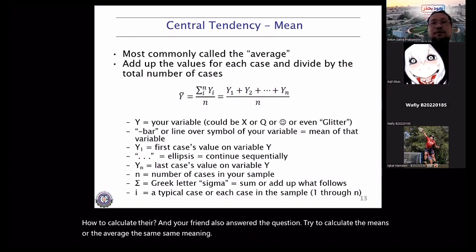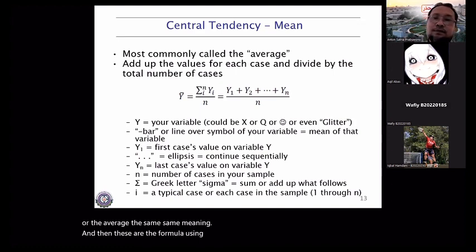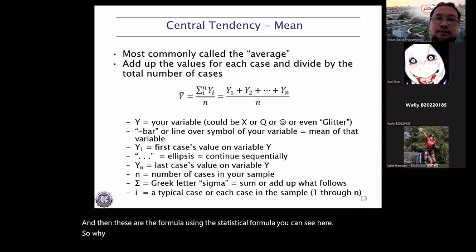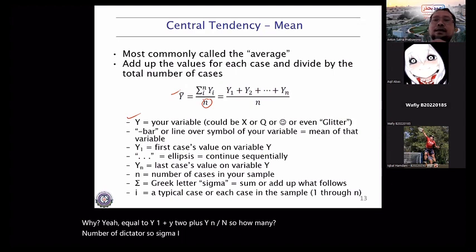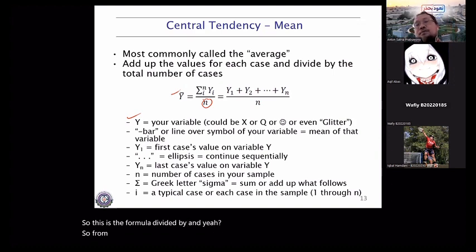And then this is the formula, using the statistical formula. You can see here, y is your variable. The mean of y equals y1 plus y2 plus up to yn, divided by n. So how many data points? So sigma from i equals 1 to n of yi, divided by n. From y1, y2, and so on until yn, divided by n. This is the formula.